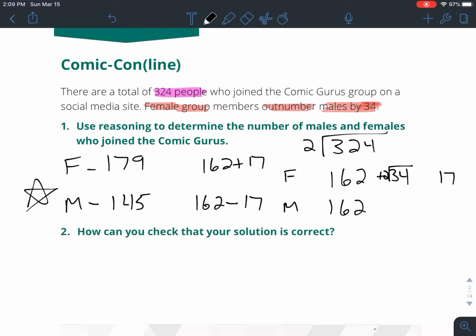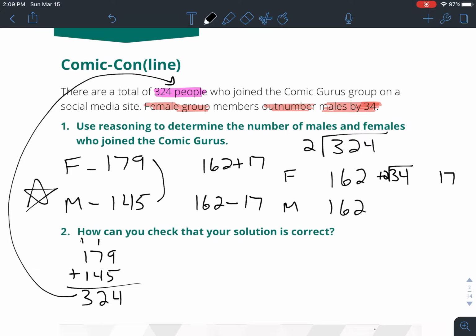Now, it asks you, how can you check that your solution is correct? You can do it a couple different ways. We can take these 2 numbers right here, 179 plus 145, and see what it adds up to. 9 plus 5 gives you 14. Carry a 1. 7 plus 4 gives you 11. Add the 1 is a 12. Carry 1. 1 plus 1 plus 1 gives you 3. This equals that. You are good.